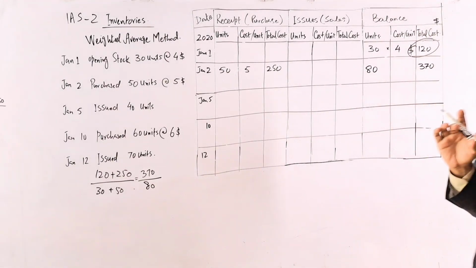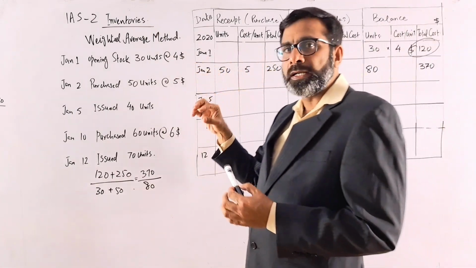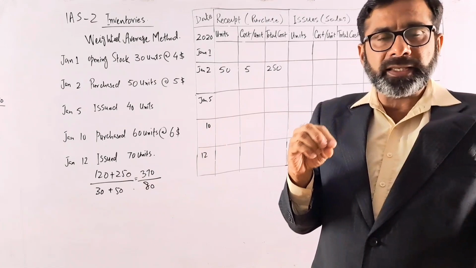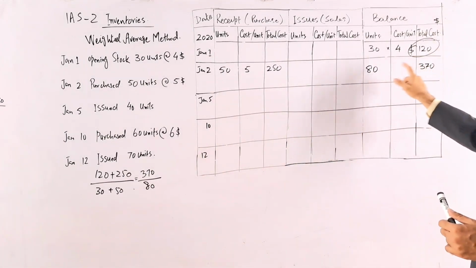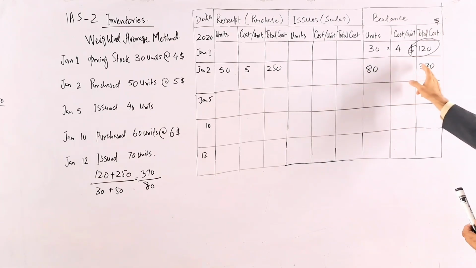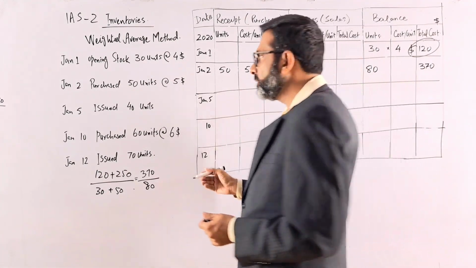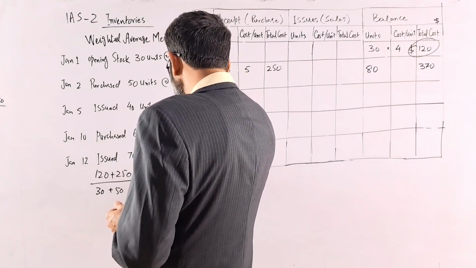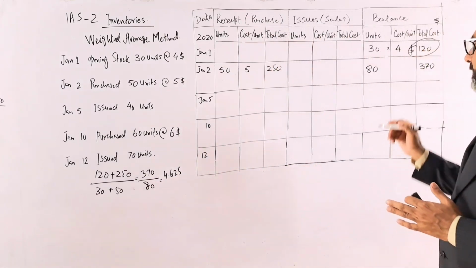Because we are using the weighted average method, instead of writing it separately, we write as a whole how many units there are and what the total cost is. On the basis of this, we calculate 370 divided by 80. The answer will be almost 4.625. This will be considered as the weighted average.